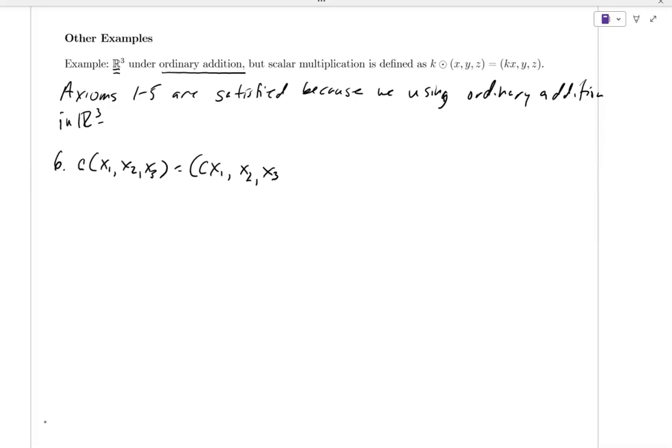Good, cx1, x2, x3. We're not changing anything from the definition here. We're not changing the size of the vector. We're just saying that when I do the scalar, I'm not taking it to each component. I'm only doing the first component. Remember, the first one is the closure axiom. Is this back in R3 again? Yeah, this is a 3-dimensional vector. There's no issues there. So axiom 6 holds.